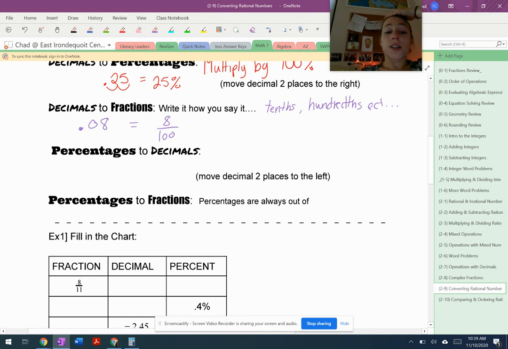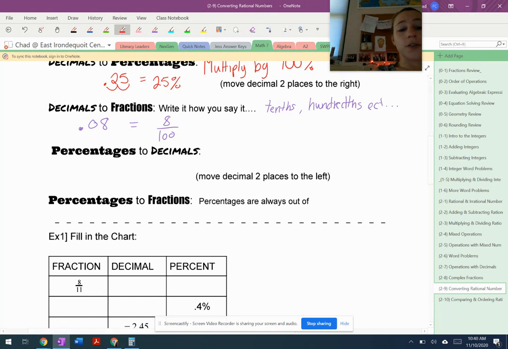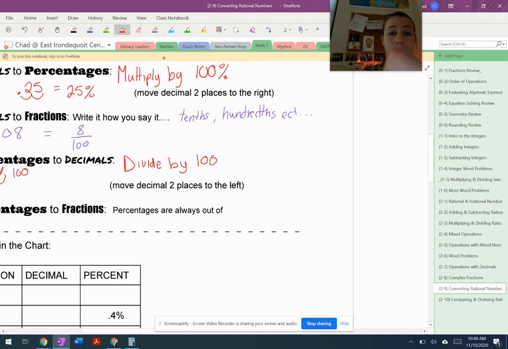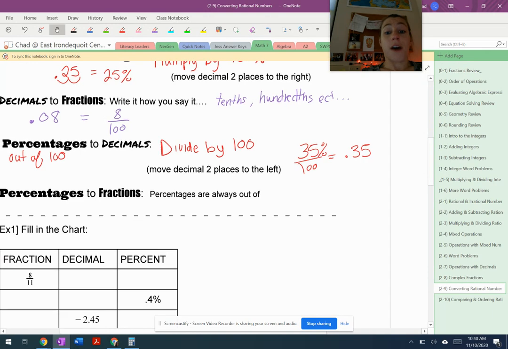When you're taking percentages to decimals, all percentages are out of 100. So to take a percent and move it to a decimal, you are going to divide it by 100, which just makes the number smaller by moving the decimal 2 places to the left. So for example, if you have 35%, if I divide that by 100, I end up with 0.35, or 35/100ths.